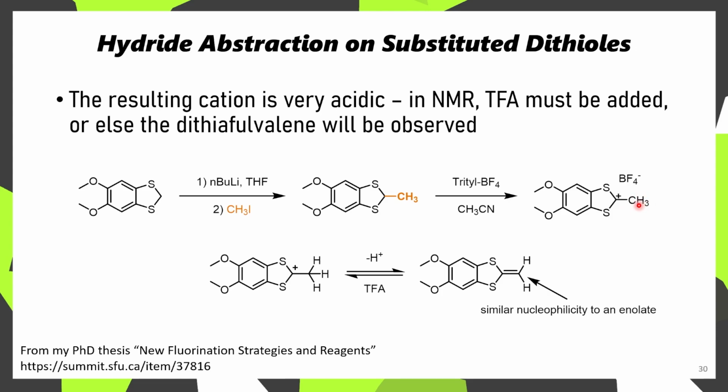Any other acids that I explored besides TFA would show in a 1H NMR spectrum that we actually have this dithiopulvoline. But if you add TFA in, you'll only see a single methyl group instead of these two CHs from the vinyl dithiopulvoline. It's worth noting that the dithiopulvoline has similar nucleophilicity to an enolate, so you can readily do aldol-type condensations. However, it will usually eliminate the hydroxy group. So there's some useful chemistry to be done with these as well, but depending on what you're wanting to do, it's worth knowing that TFA will keep these in their carbocation form. Meanwhile, they will readily be deprotonated to form the corresponding dithiopulvoline.